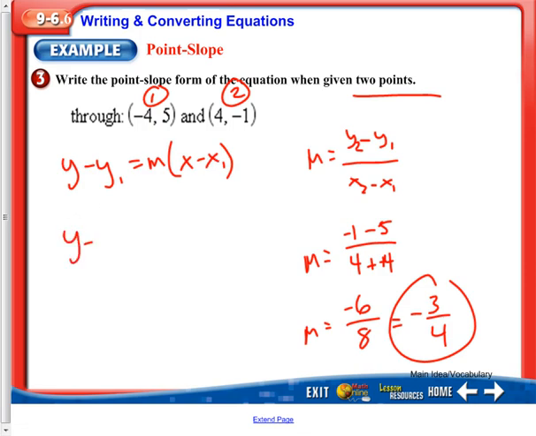So we're going to do y minus y1, which is 5, equals negative 3/4 times quantity x minus x1. So I'm just going to go ahead and say plus 4 because that would have been minus negative 4, so I'm going to change it to plus 4. And I'm actually done right now. It just says write the point-slope form of the equation when given 2 points. So you need to have all this work over here because that's how you find m. And then you just go over here and plug in one of your 2 points along with your slope that we found over here. So we have a lot of things going on here. You have to find the slope, and then it's just a matter of plugging it in.